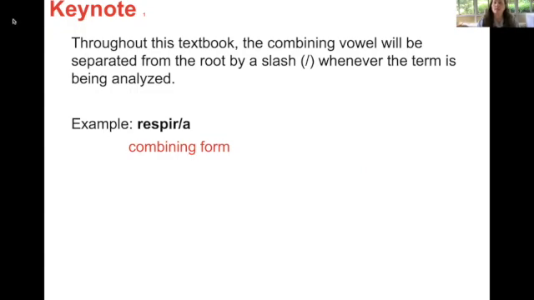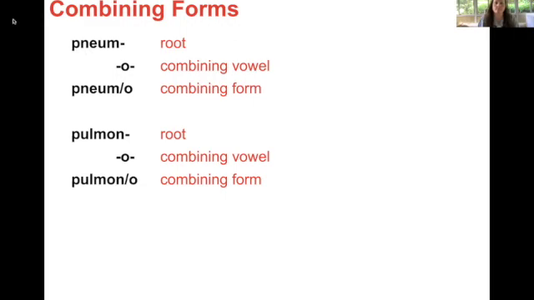Same thing here for respire. This is the combining term. That's why you have the slash and the A. That A, again, is your combining vowel. So now you take your root, your combining vowel, and then you see the combining form. So if you just get used to looking at this style, that will help you better prepare throughout the text.